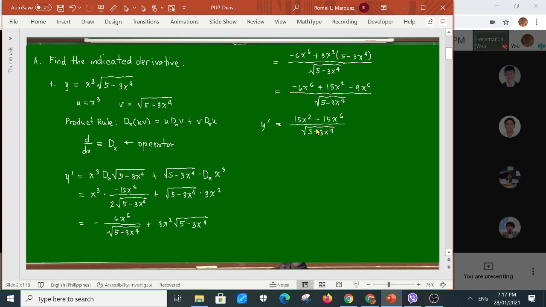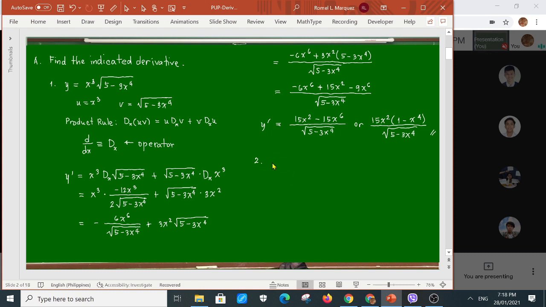If I'm going to factor out 15, I will get what? And x squared, nothing can be canceled, no? Or in factored form, it can also be 15, then x squared is the common factor, then we have 1 minus x to the 4th. Is that okay, guys? Nothing was canceled, so it's alright to stop there. That's the simplest form. Any question with that?